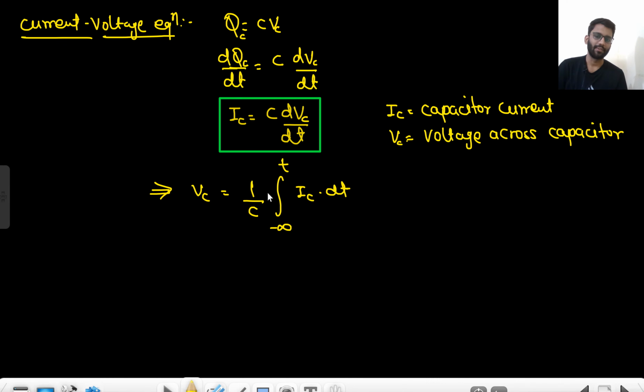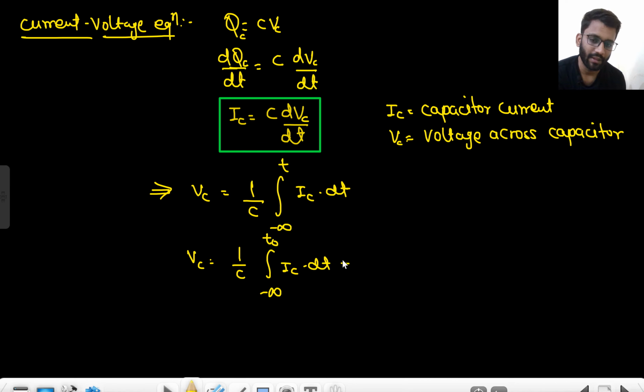Okay, Vc equals 1 by C integration i dot dt, taking dt from here and then integrating on both sides. So Vc is equal to 1 by C integration i dot dt. Now Vc will become 1 by C integral from minus infinity to some time t naught, which we don't know, plus 1 by C integration from t naught to time t.